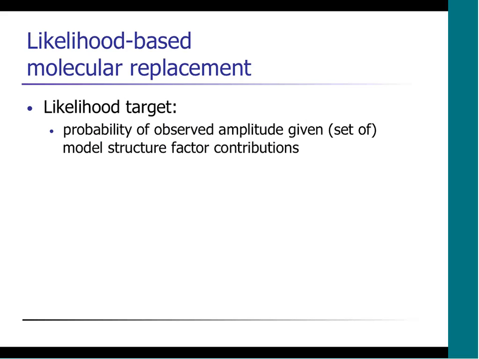So in likelihood-based molecular replacement, we have a likelihood target, which is the probability of observing a structure factor amplitude, which you derive from the intensities, given the structure factor you calculate from the model. The one example I'll go through in a little detail is in a rotation search, where you have a set of model structure factor contributions for the different symmetry-related models.